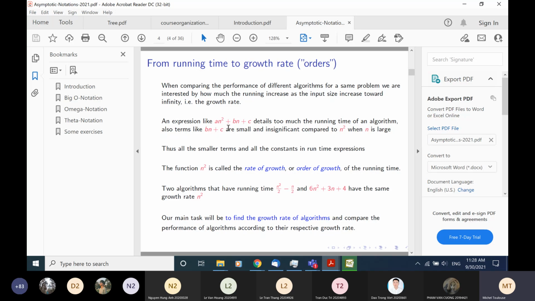So when we calculate the number of times the basic operation has been executed, we come up with some expression. We are going to get rid of all the terms except the dominant one, and we are going to get rid of all the constants also. What we are left with is called the growth rate, or order of growth, of the running time of the algorithm. What it represents is by how much the running time increases when n increases.